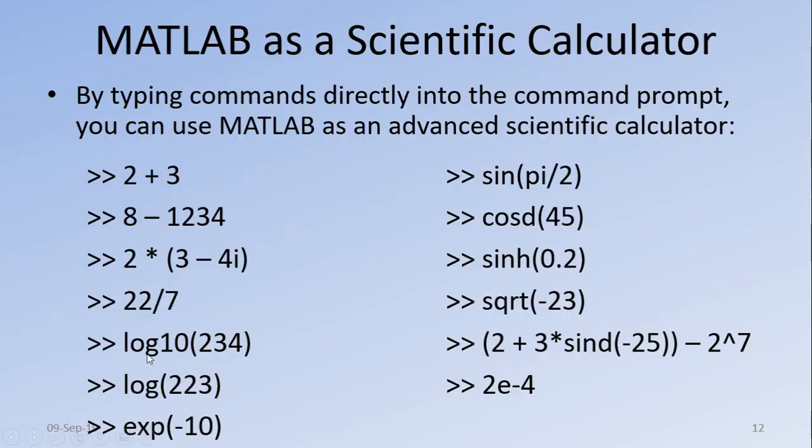You could go ahead and find logarithm to base 10, and the exponential of e raised to power minus 10. You could have a sine function. This is a cosine where the argument is in degrees. This is the hyperbolic sine, square root, sine where your variable is in degrees, and this is 2 times 10 raised to power negative 4. So you can just try these commands in MATLAB, and I encourage you to try them out. They work just like you would expect them to.